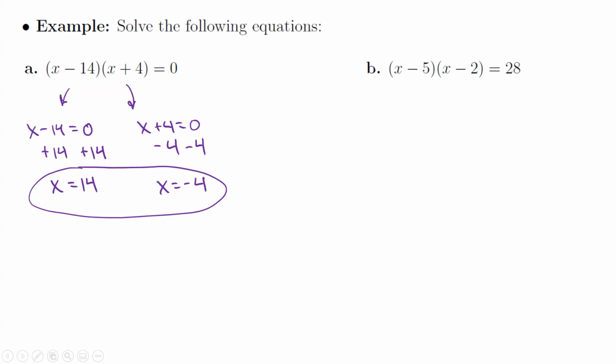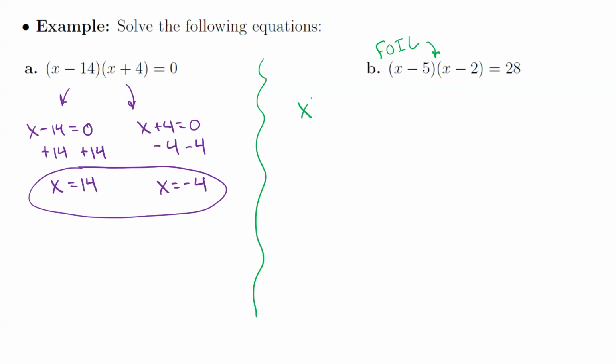Now on part B, I put these back to back to kind of purposefully tempt you, because this one looks a whole lot like this one. But the big difference is this one was equal to 0 in part A, this one's equal to 28. So it doesn't matter if they gave it to you in factored form. If those factors aren't multiplied to give you 0, then it doesn't do you any good. So you've got to multiply it out, get one side equal to 0, and then maybe you can refactor it. So I'm going to FOIL this out.